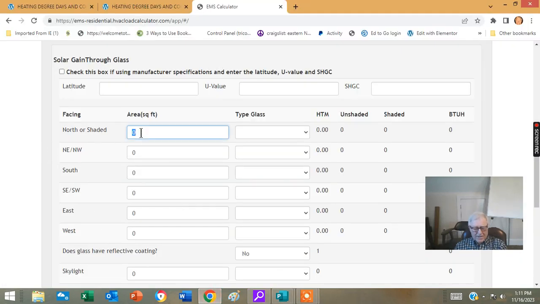Facing north, I have 65 square feet. Now I want you to notice it says north or shaded. Well, all your windows facing north will always be shaded, and anything else underneath a porch or carport or something like that would be a shaded window. So let's go back to my picture again.